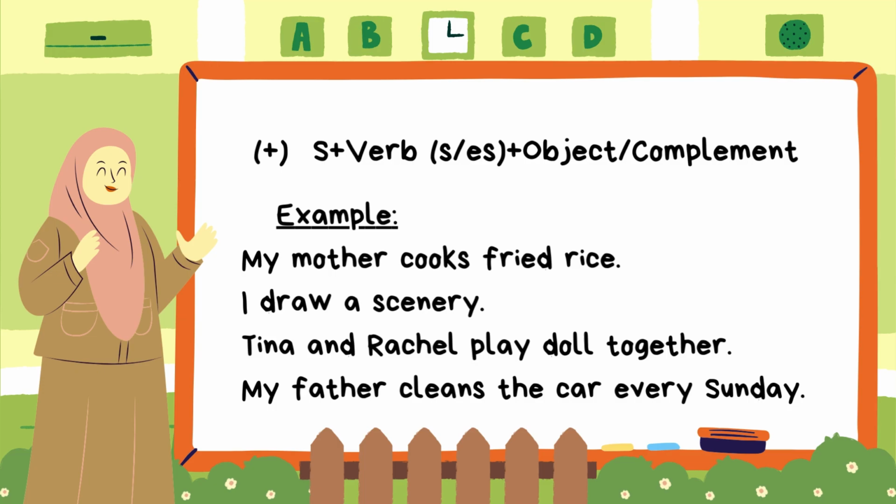I as a subject, draw as a verb, a scenery as an object. Next, Tina and Rahel play doll together. Tina and Rahel as a subject, play as a verb, doll together as an object and complement. My father cleans the car every Sunday. My father as a subject, cleans as a verb with s, the car as an object, every Sunday as a complement.